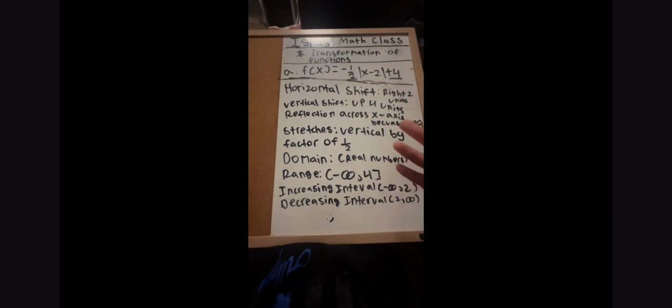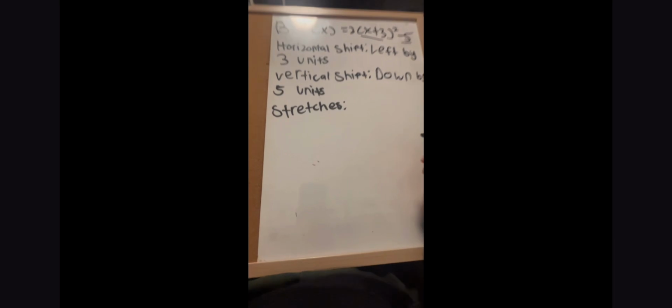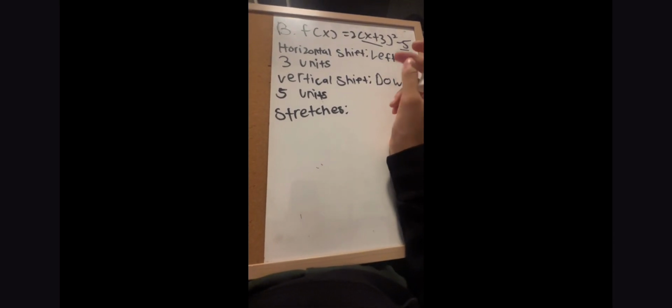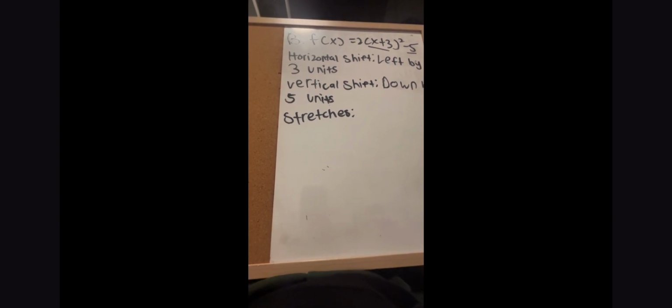Alright, so we're all done with this problem, and now we can move on to B. Okay, so now we can move on to our next problem. Next function, f(x) = 2(x + 3)² - 5.